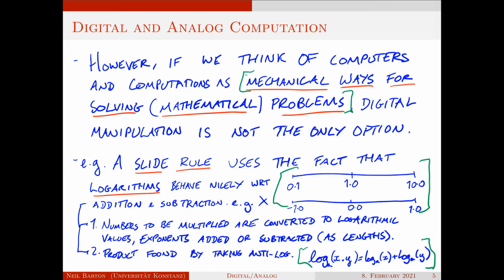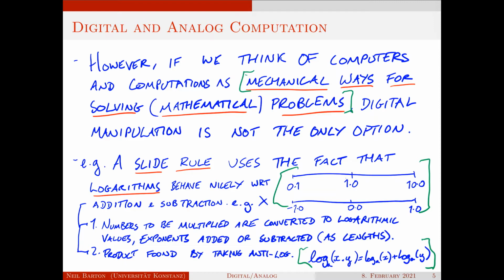To manipulate these lengths and calculate things like products, and this can be generalized to various other kinds of operation as well. And then at the end, you can read off on the slide rule the result that you want to get by taking the antilog, right? So in this case, for instance, with products, we transform the first number, or the numbers we want to multiply, into their logs, right, by putting them in the appropriate places on the slide rule.